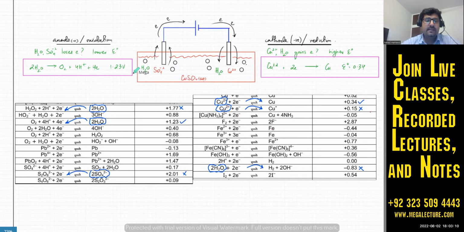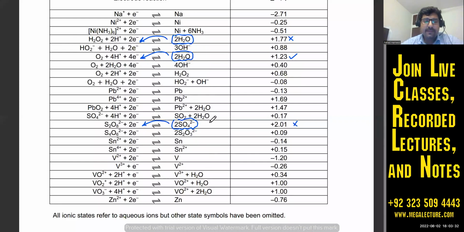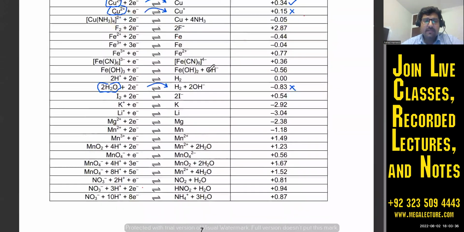Yes, Alicia, exactly. But this equation is kind of pointless, right? 1.77, because you're never going to select that. So it's pretty much always going to be 1.23, unless you have something like iodide, let's say I minus 1 here. If you add I minus 1, water is 1.23, I minus 1 is 0.54, that's an even lower potential. So you'll select I minus 1.